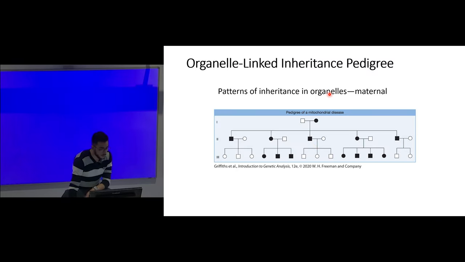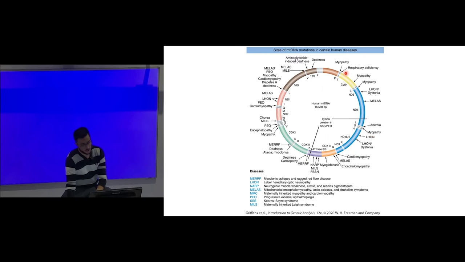What else? So pattern of inheritance for organelles. It's maternal, okay? So if the mom has it, everyone has it. And then these are all the genes that you have on your mitochondrial chromosome that can cause problems if your mom has it. Okay. Anemia. So usually this mostly happens in women. Anemia. So if the mother has it, most of the time the daughter will have it also. Okay. Things like this. Deafness, heart problems, not being able to see properly, myopathy, problems with eyes.